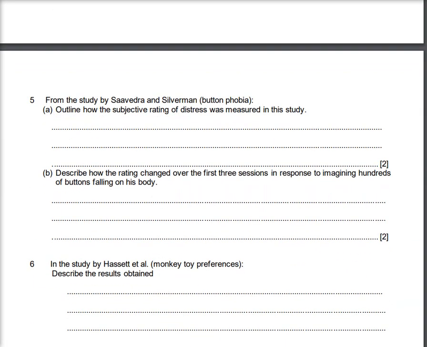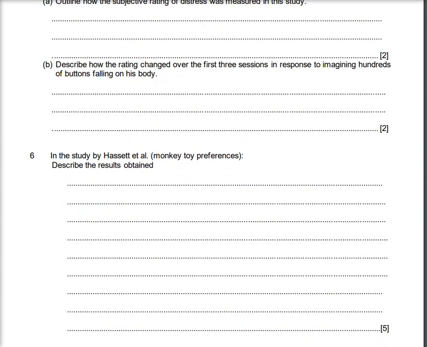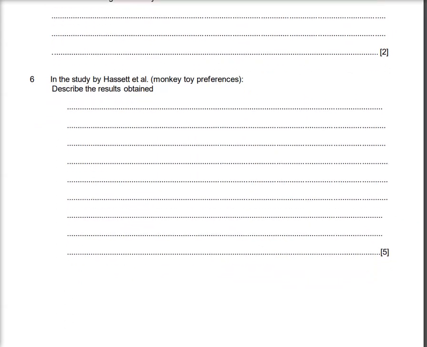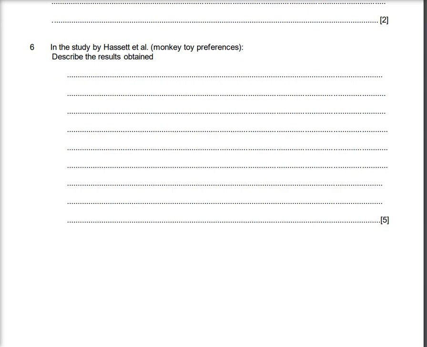Then from Sabater and Silverman, this is from the old past papers. Outline how the subjective rating of distress was measured in this study. Describe how the rating changed over the first three sessions in response to imagining hundreds of buttons falling on his body.